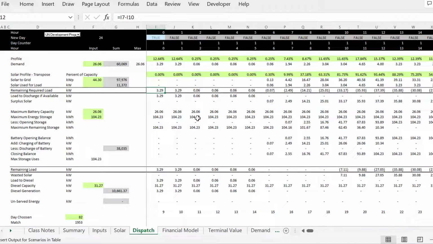Well, so what? So we start with the demand. You could call this a corporate model that's demand based. And then we dispatch. The first thing we do is take off the solar and see if we have too much solar. So over here, this is the solar capacity.